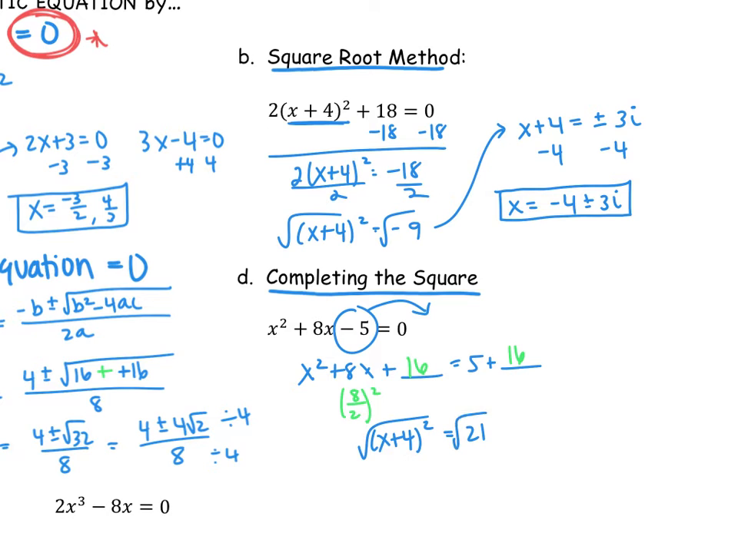Take a square root. So we get x plus 4 equals plus or minus root 21. Don't forget the plus or minus. And lastly, moving the 4 over, we get -4 plus or minus root 21. Again, those cannot be combined. Put the plus or minus as soon as you take a square root.